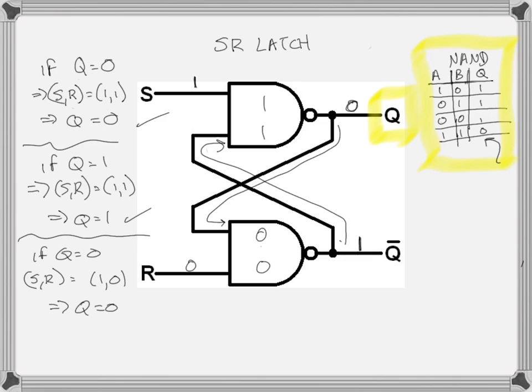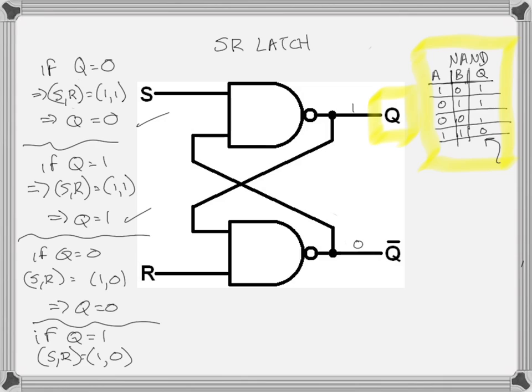What if Q equals 1 and I put in an SR of 1, 0? Let's do that state and then we'll move on. Let's say Q starts as 1, which means Q naught is 0, and I put in a 1, 0 on S and R. So now let's take this 1, that 1 gets put in here. So we've got a 1, 0, and a 1, 0 on the NAND table gives me a 1 as an output. So it changes this output to be 1. That 1 goes up here, and now we've got a 1, 1, and a 1, 1 on the NAND table gives me a 0, so that changes this output to be a 0.